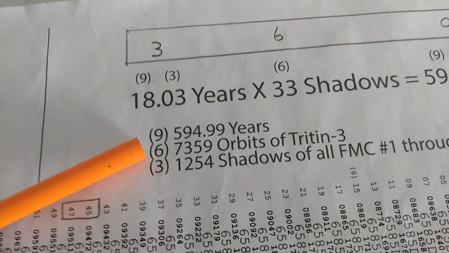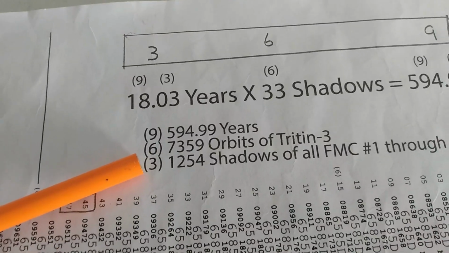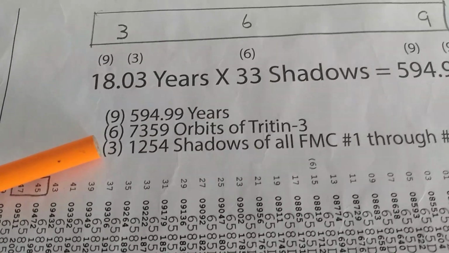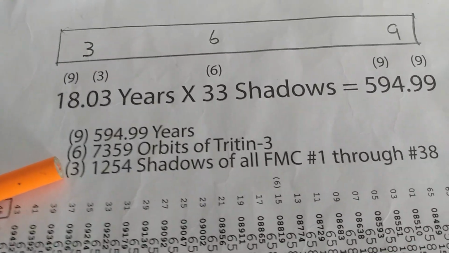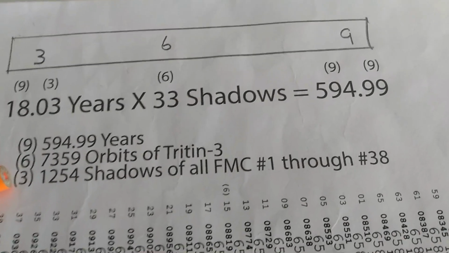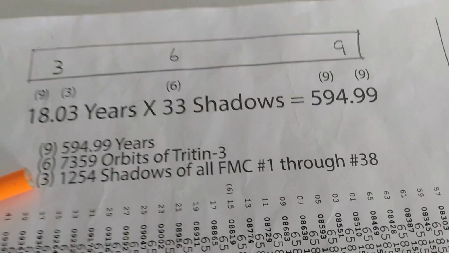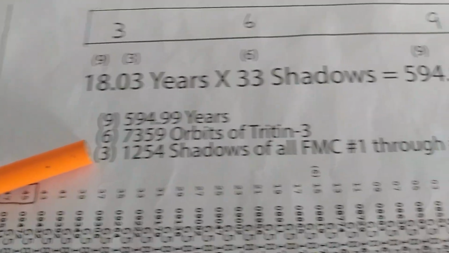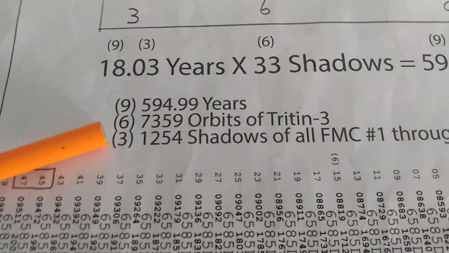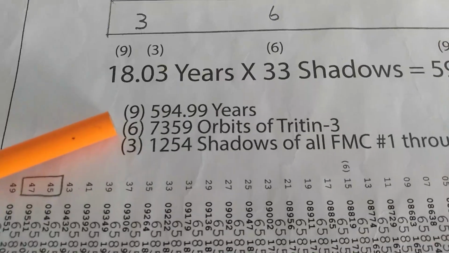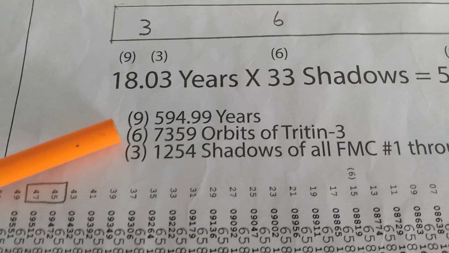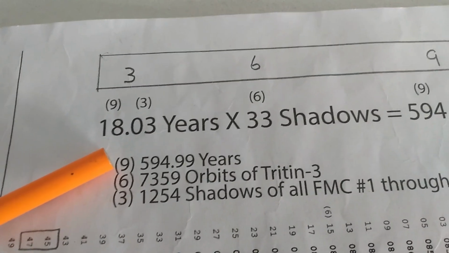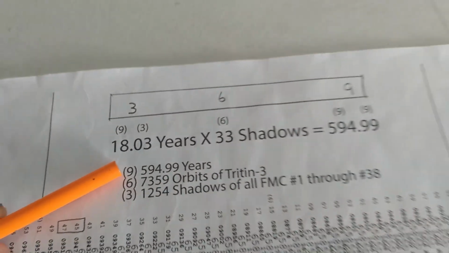Okay, that's going to make a 6. And in that time, on these 38, there will be 1,254 eclipses that will happen from 1 through the 38. And that's, of course, with only the 1 through 38. All of the 1 through 38 will make 1,254 eclipses, making a 3. Again, with 7,359 orbits of the moon around the Earth, coming to a 6, and also in that exact same time coming to 594.99 years. And of course, that is on an average.